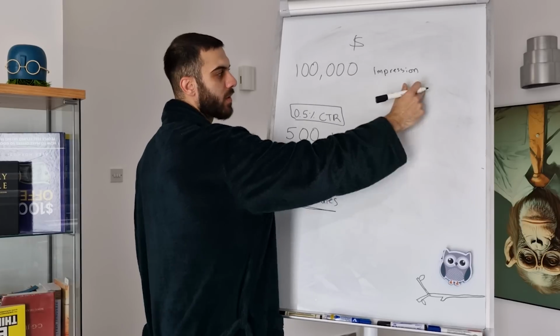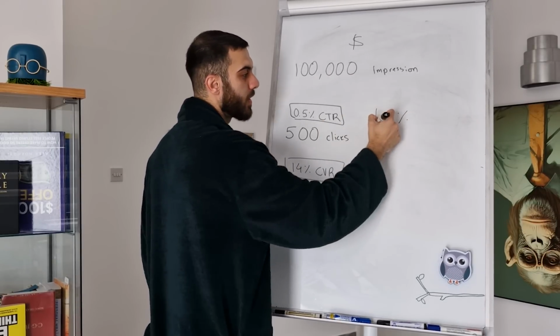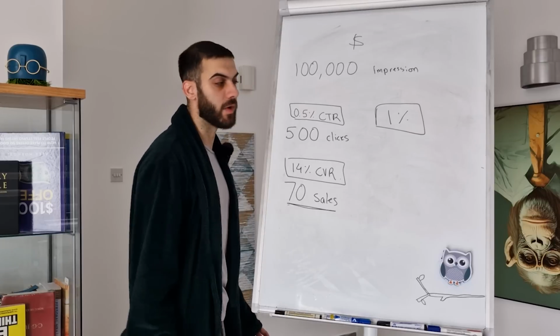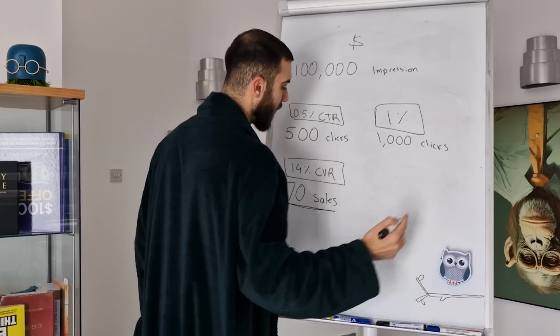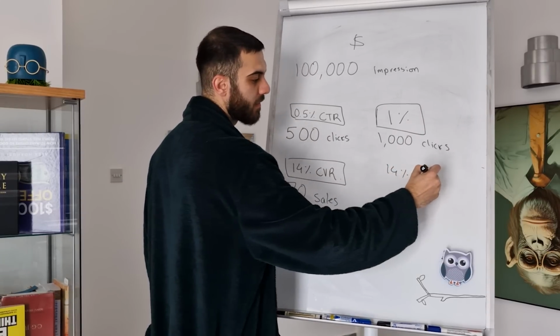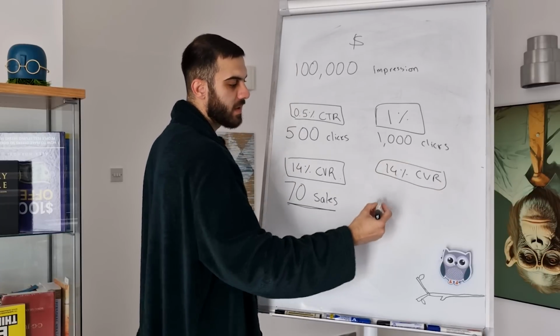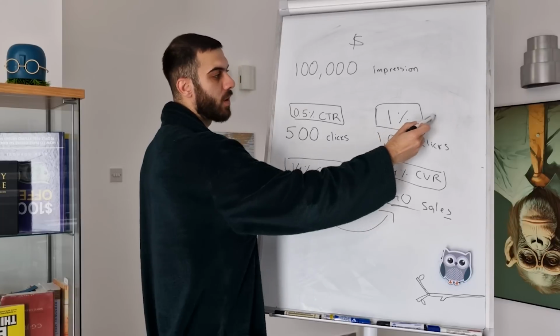Now, let's say we got the same impressions. We actually increased our click-through rate. So we just doubled our click-through rate. Great. Now we have a 1% click-through rate. What does that mean? Instead of 500 clicks, now we get 1,000 clicks. And then instead of 70 sales, our 14% conversion rate of 1,000 is going to be 140. So we just doubled our sales by doubling our click-through rate.